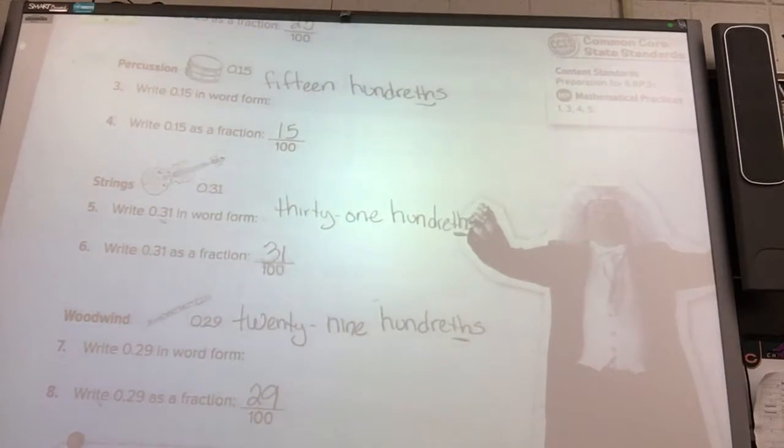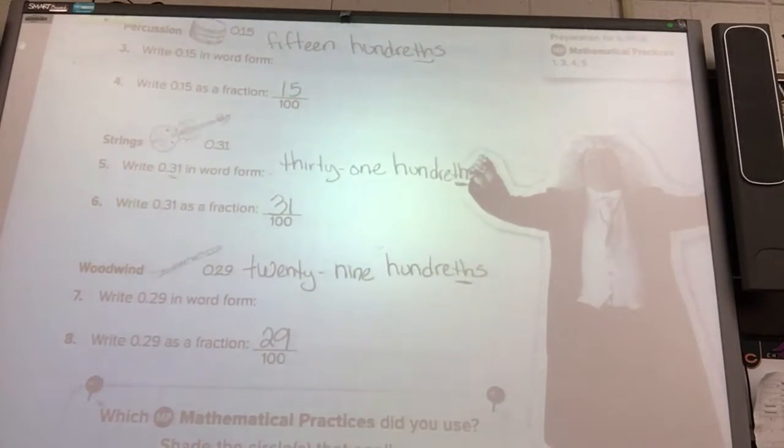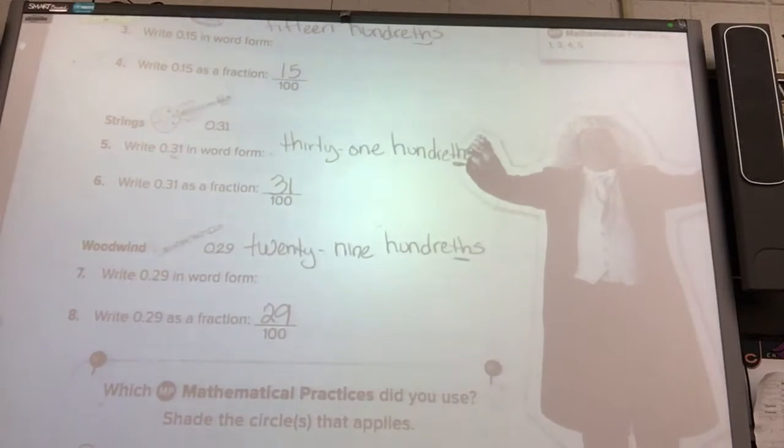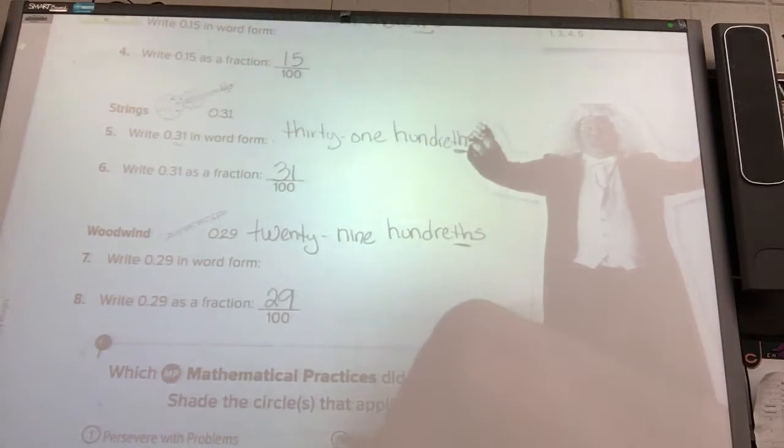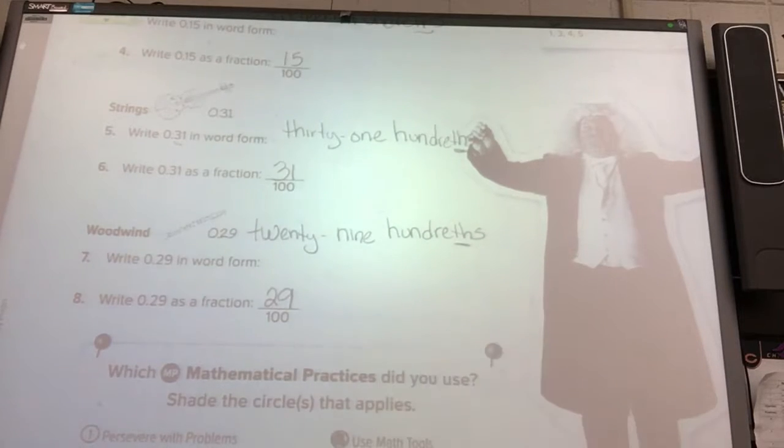All right, while you're finishing writing that, let's take a look at our mathematical practices. There's not a whole lot here to persevere with, reason abstractly, construct an argument. We could say that we're using our mathematical tools and that we're using repeated reasoning. Maybe even make use of structure. I would say those three are our top ones. So 5, 7, and 8.